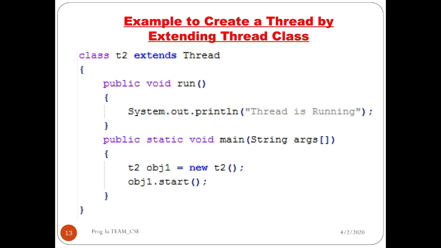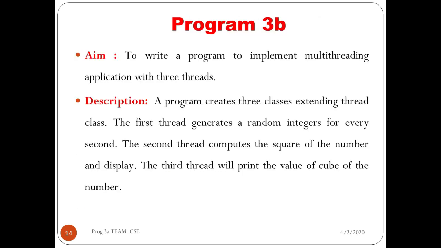Next, using the object, obj1.start, we can start the thread. That is, the start function is used to start the thread. Once it is used, control is transferred to the run function, and the run function is executed. Now the thread is running. Next slide, please. We will move on to the program.